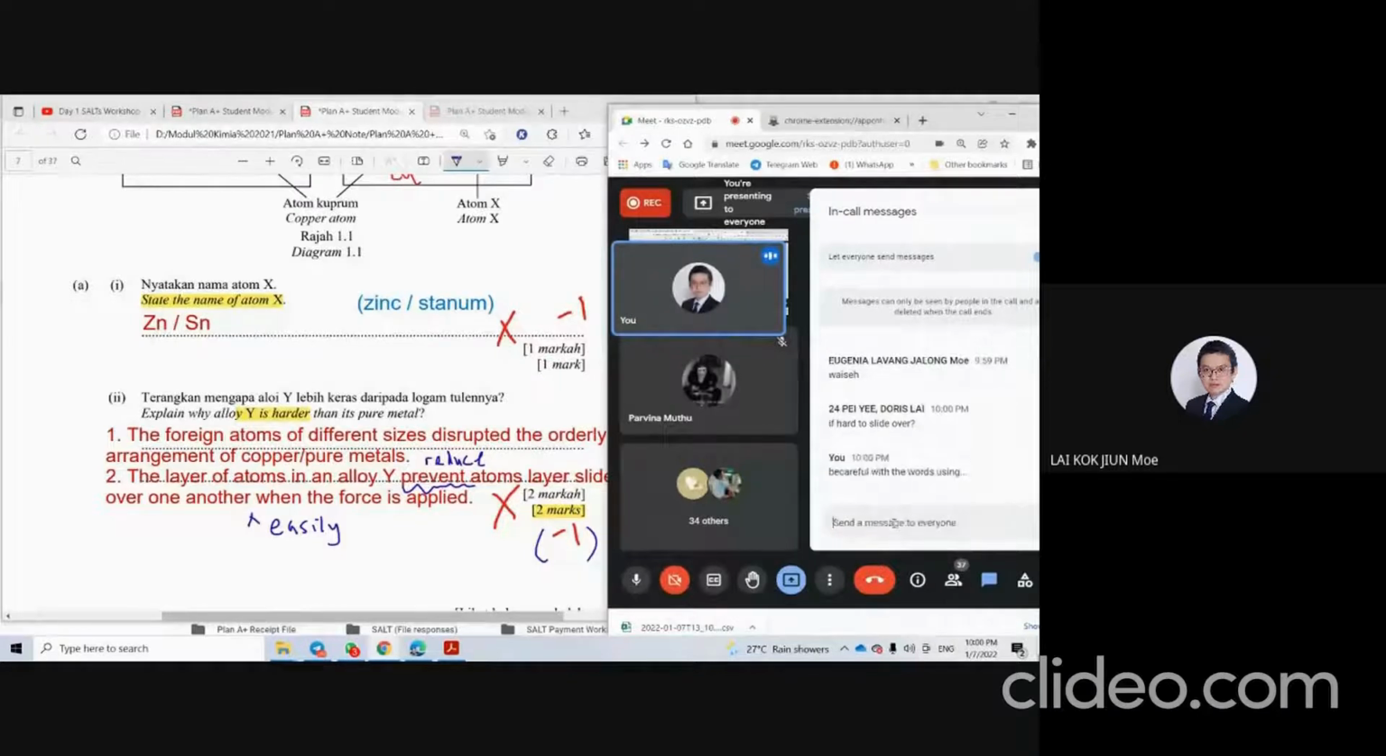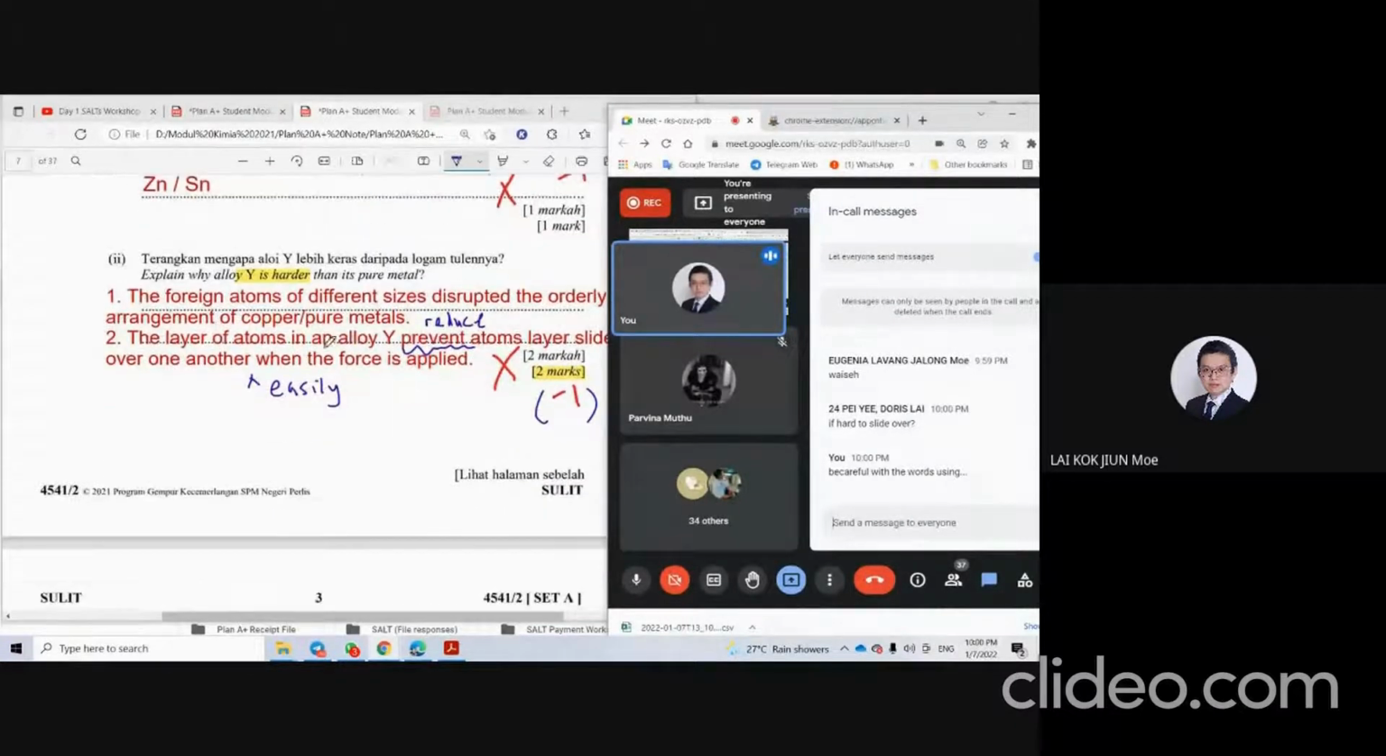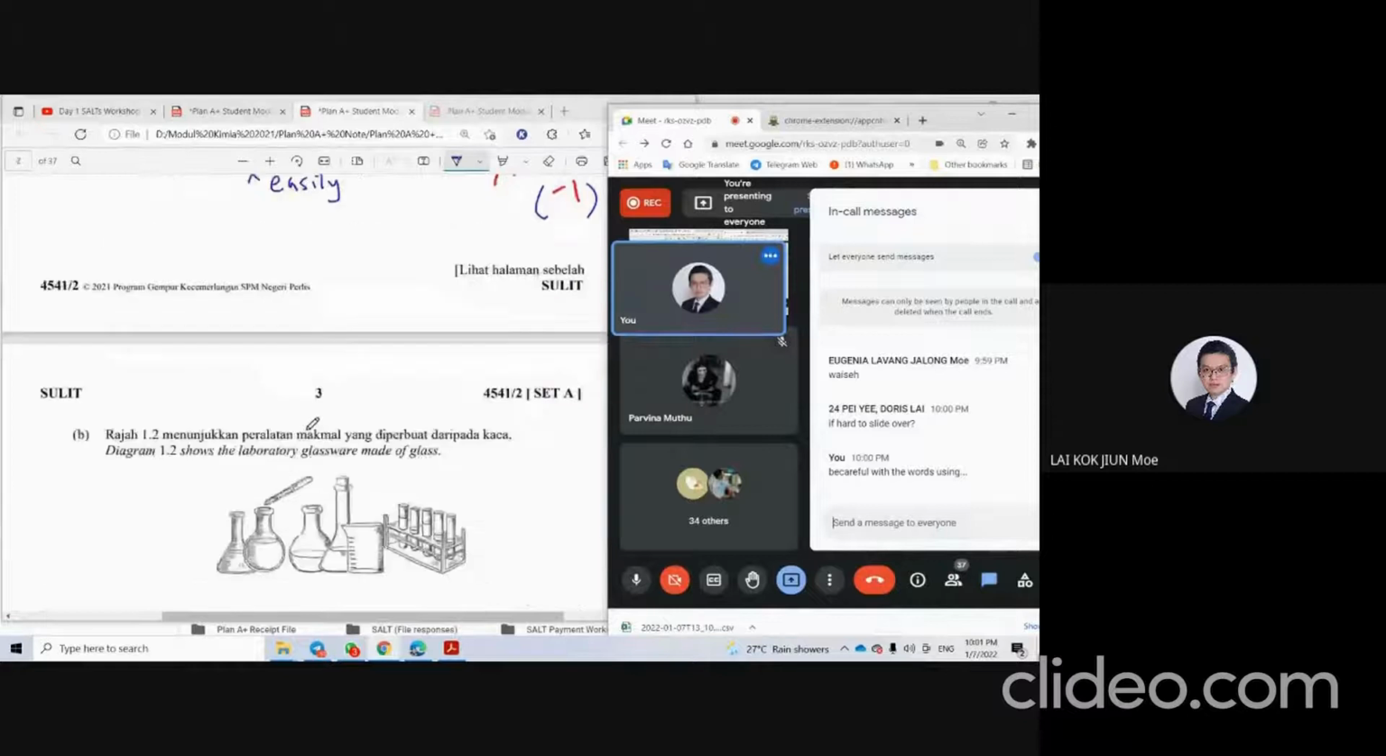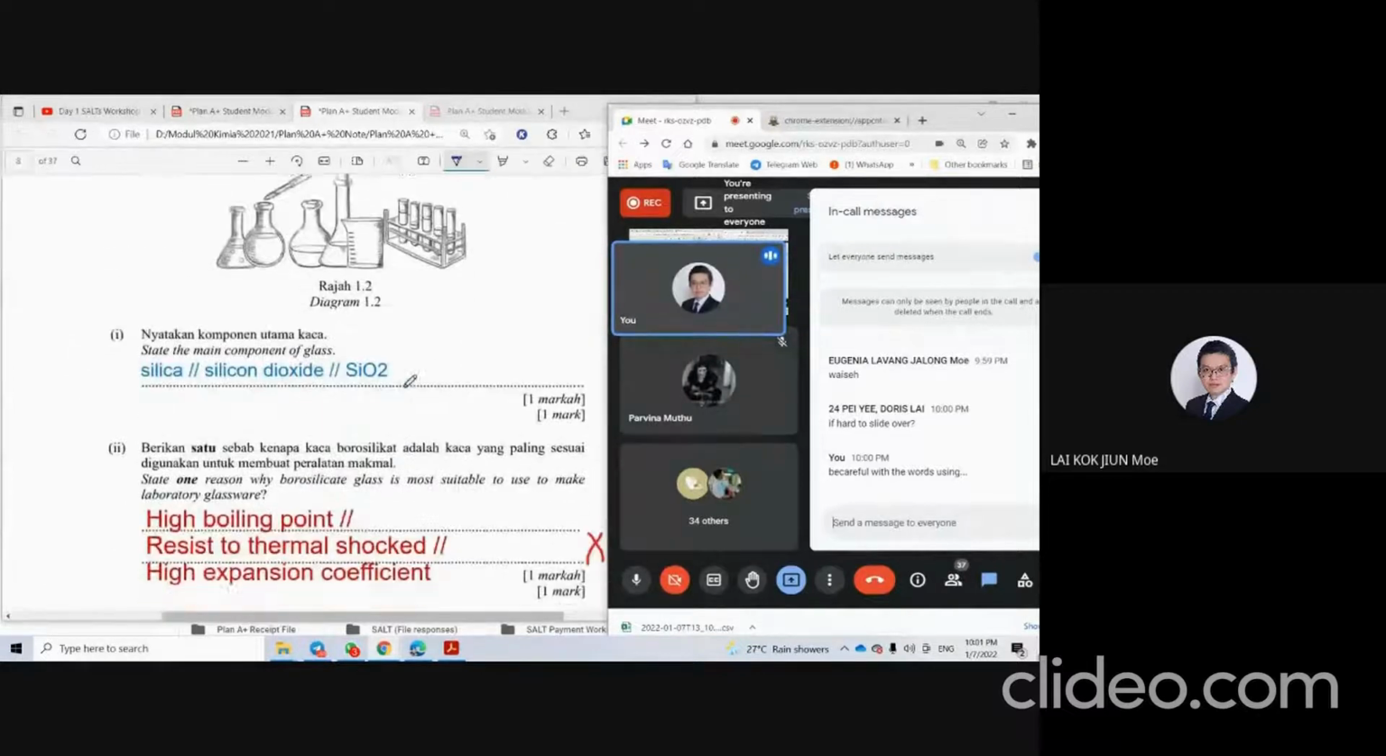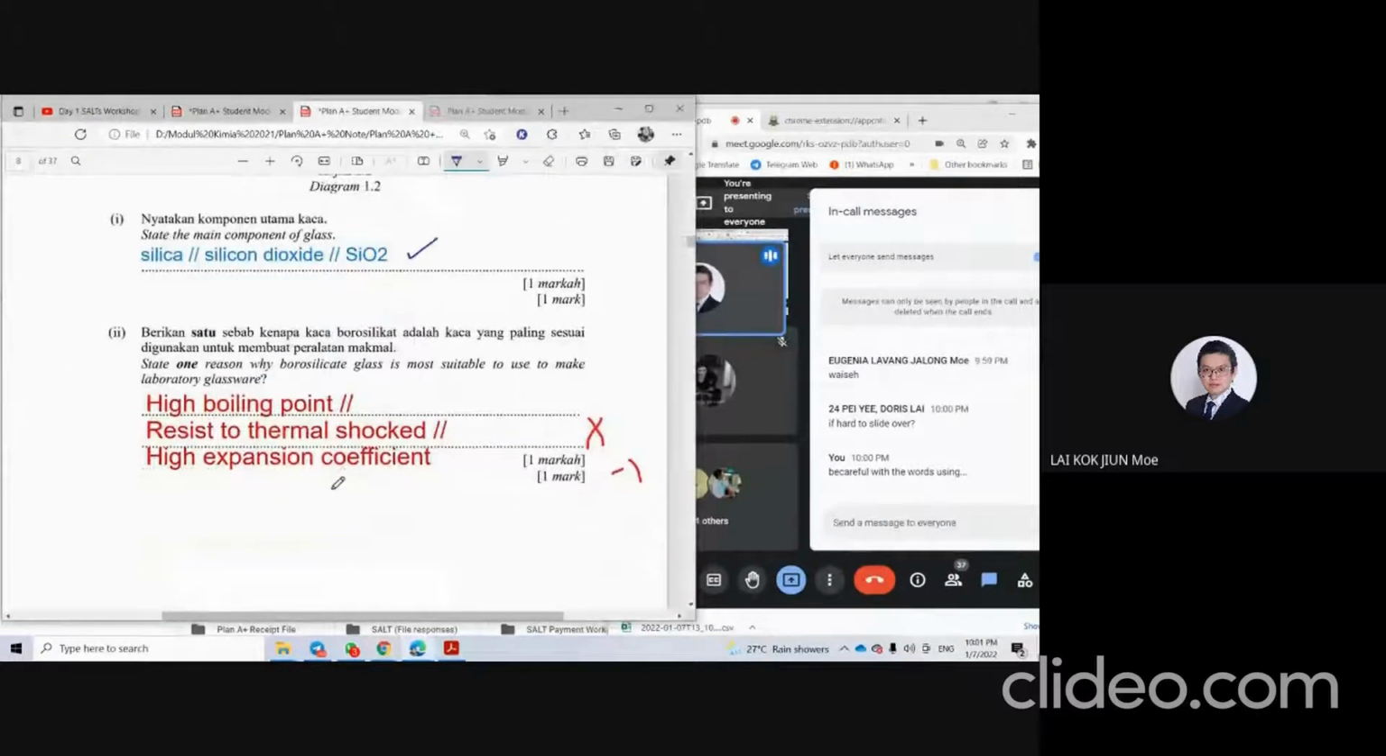Different meaning. It's hard to slide over. Can, Doris, can. Hard means not easy. Hard means difficult. Can, no problem. So you remember. If you want to use prevent, you must put easily at the back. Prevent it slide easily. Okay, this one no problem. The blue color one means I correct already. No problem. The red color one, be careful.